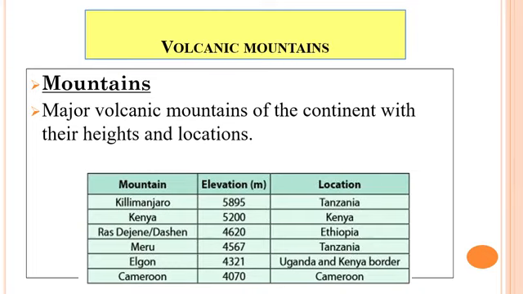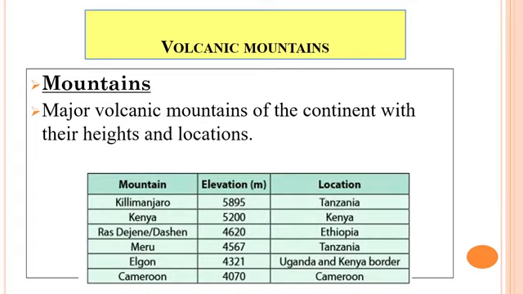How are volcanic mountains formed? Because of volcanic activity. Volcanic activity is the result of internal force. Because of internal force, different landforms are formed, like folding, faulting, earthquakes, and so on. So this volcanic mountain is also the result of internal force. Mount Kenya is found in Kenya. The elevation reaches 5,200 meters.